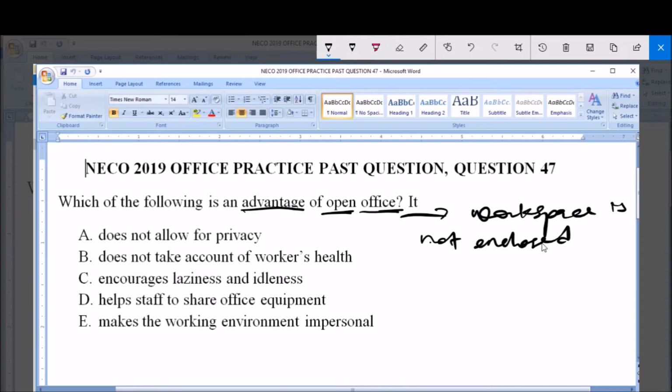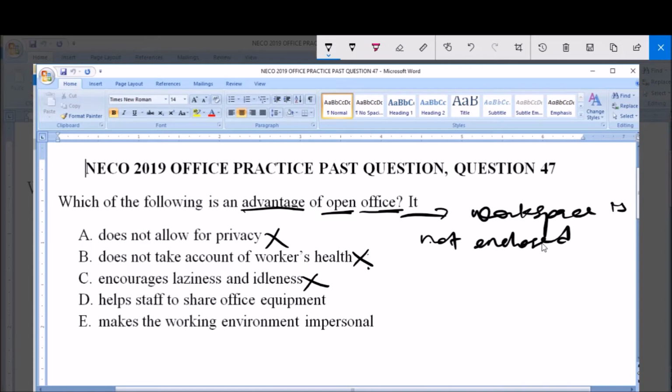Now option A says it does not allow for privacy. Now this is a disadvantage of Open Office layout, so therefore it is not an advantage. B says does not take account of workers' health. It's also a disadvantage of Open Office, so it's not an advantage. C says encourages laziness, that is a disadvantage.